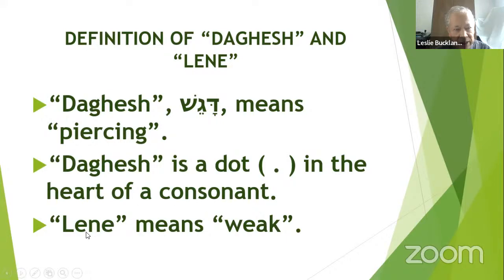The other word is Lene. Lene means weak. So Dagesh Lene means a weak piercing, represented by a dot.